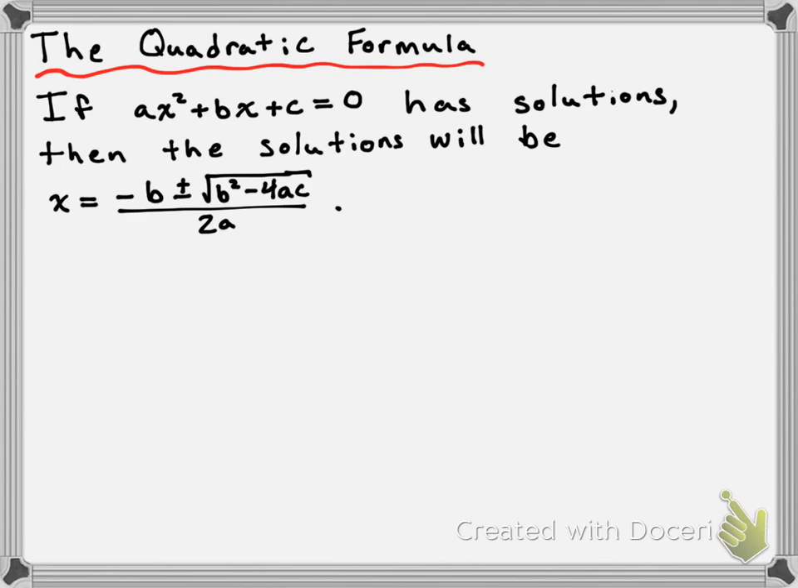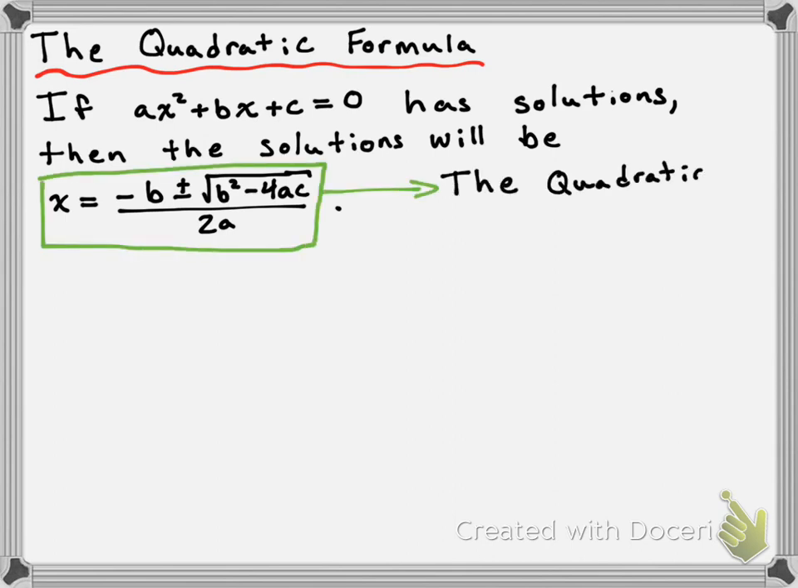So what we have here is, as it says, if ax squared plus bx plus c equal to 0 has solutions, then the solutions will be x is equal to negative b plus or minus the square root of b squared minus 4ac divided by 2a. So notice at the beginning of that sentence, we have ax squared plus bx plus c equals 0. Well, that is a quadratic equation. That's a general quadratic equation in standard form. And down below, we have x equals negative b plus or minus the square root of b squared minus 4ac over 2a. That is actually the quadratic formula.